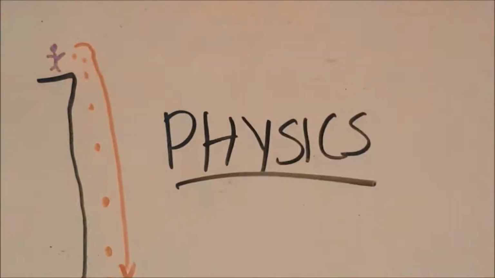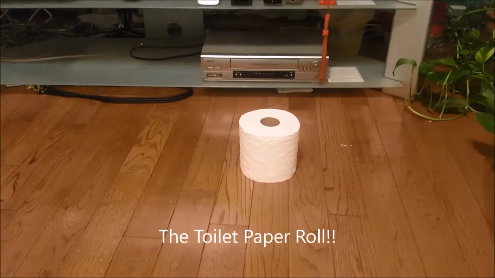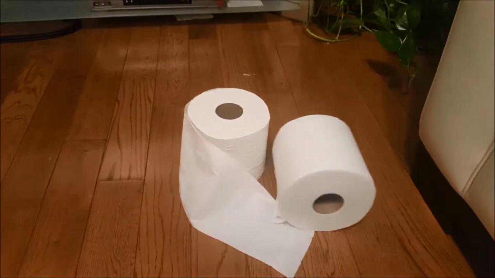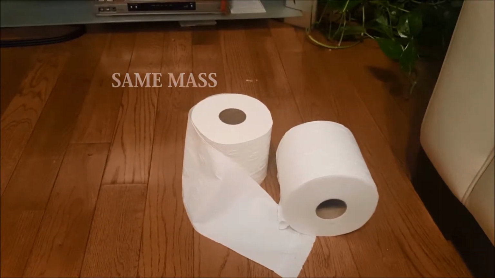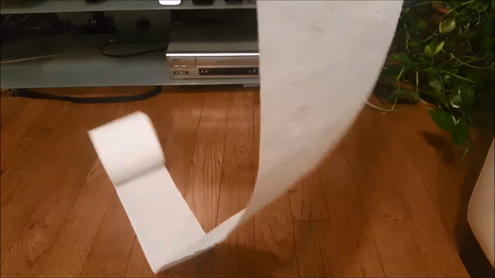Today is a day where we connect physics with the amazing invention of the toilet paper roll. Here we have two toilet paper rolls with the same mass. Both will be dropped at the same time and at the same distance from the ground. However, there is a slight twist. One roll will be simply dropped, while the other is unrolled as it drops.